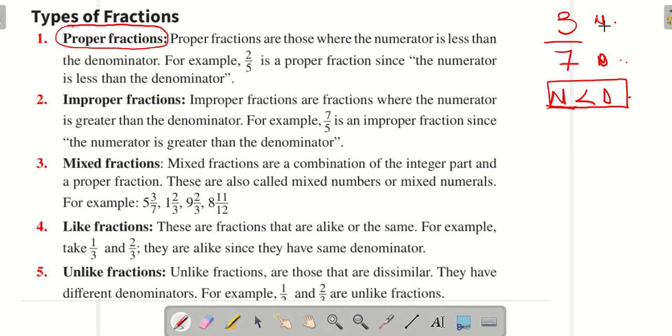So take your time and write 5 more fractions whereby the numerator is less than the denominator, and group those fractions as proper fractions. Another example is 2 over 5. We can see that the numerator, which is 2, is less than the denominator, which is 5.